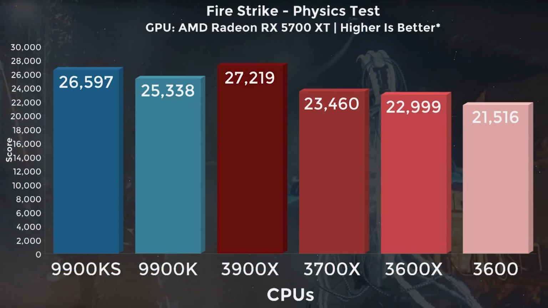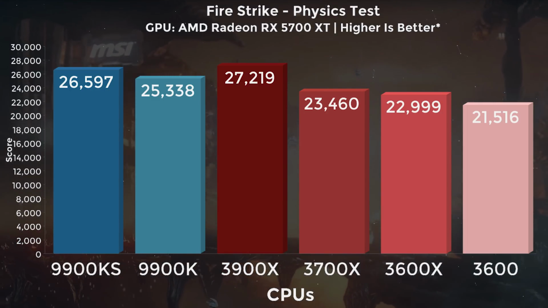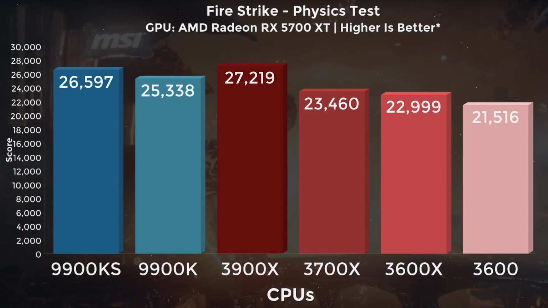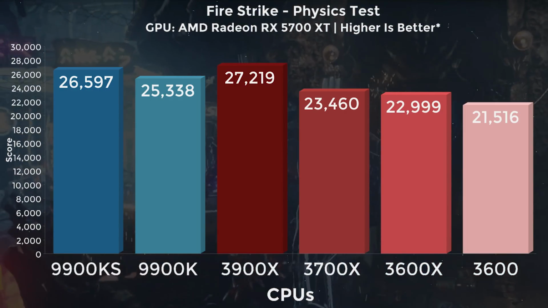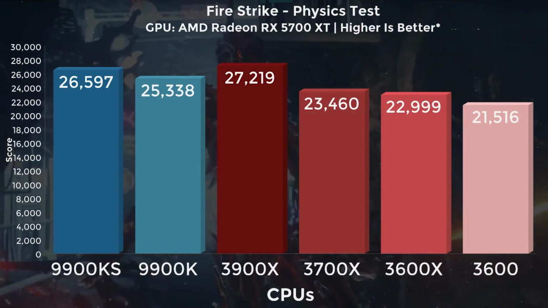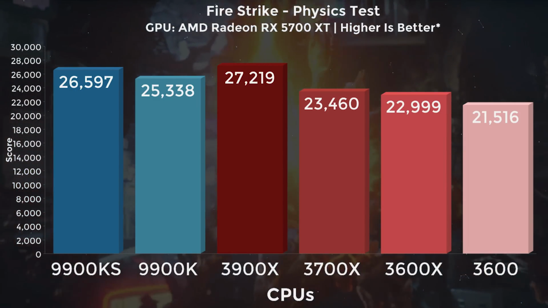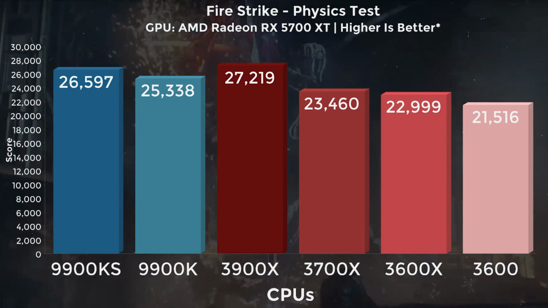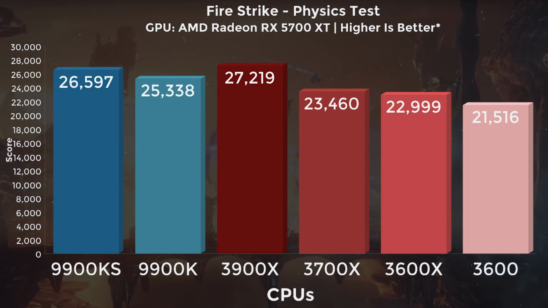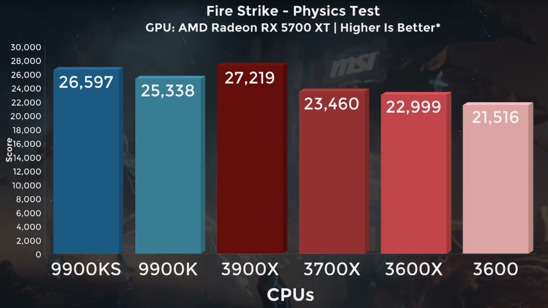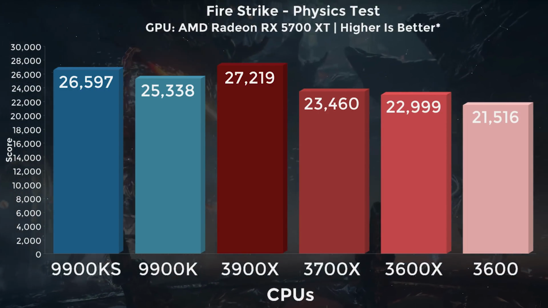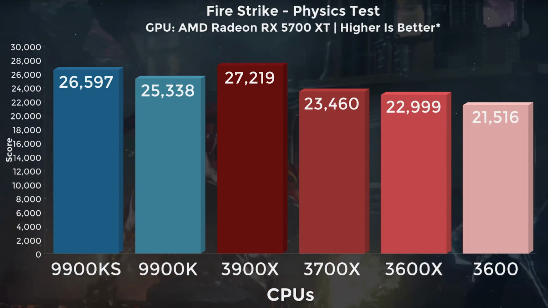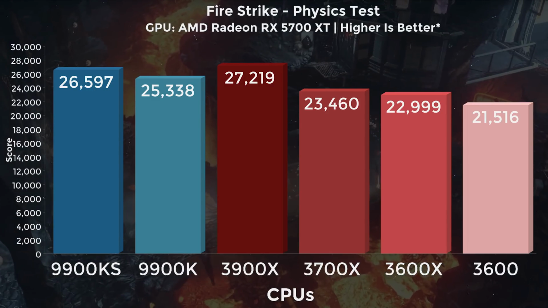Switching gears a little bit, switching to the 5700 XT from AMD and adding into the mix some AMD CPUs, we've got the 9900KS scoring 26,597 in the Firestrike physics test. Of course, the 9900K is about 25,000 and the 3900X with its extra 4-core advantage is scoring 27,219. So it's just edging out the 9900KS, but an 8-core processor versus a 12-core processor neck and neck in this particular benchmark, that's pretty interesting.